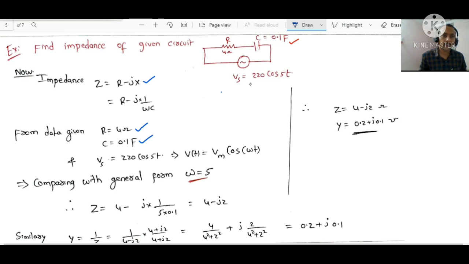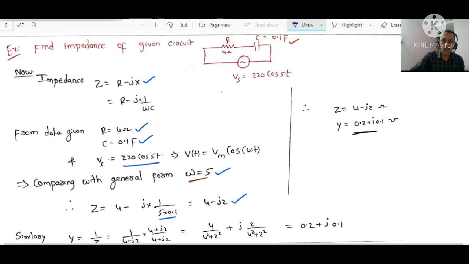Observe, we don't know the frequency. In this formula, we don't know the frequency. Frequency, we can get it from the given voltage. V of t equal to 220 cos 5t. This is the mathematical form of a sinusoidal. V of t equal to Vm cos omega t. If you compare this with general form, omega is 5. So our impedance Z equal to R minus J into 1 divided by 5 into 0.1. We will get 4 minus J2.